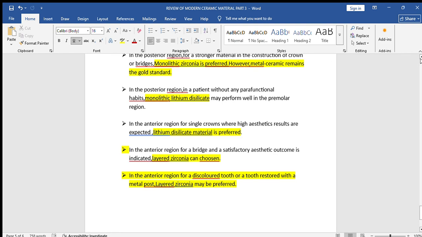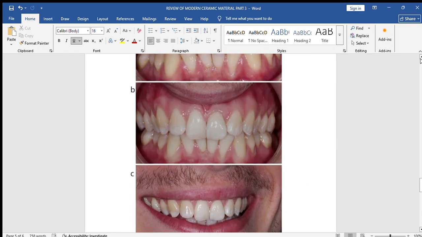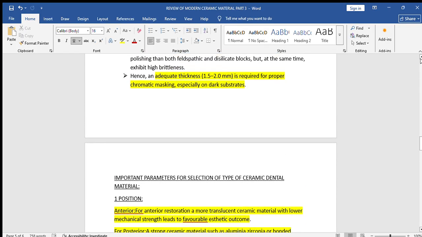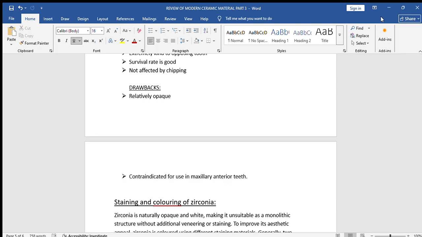So this was the last part of the modern dental ceramic series, which was covered in more detail in this part. So with this we came to the end of the ceramic series. Review of modern dental ceramic series ends here. This was the last part.